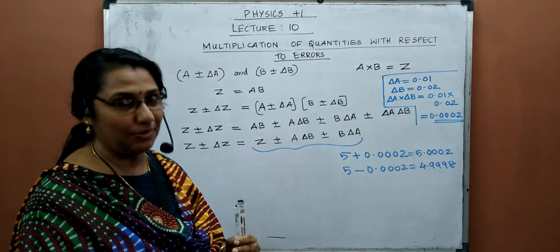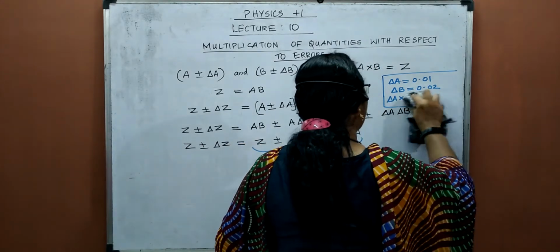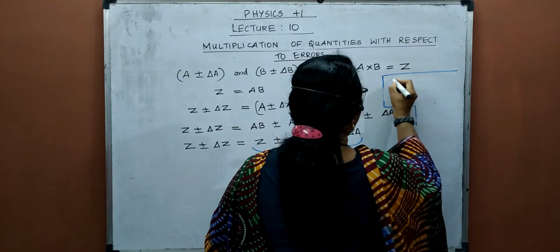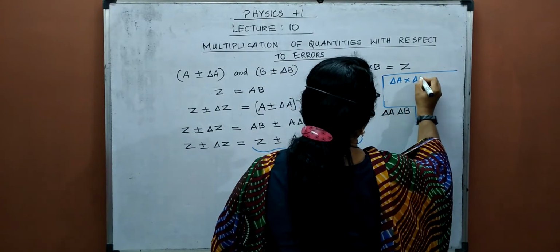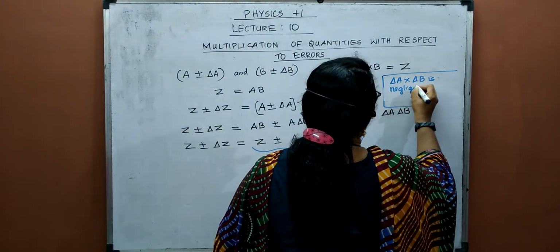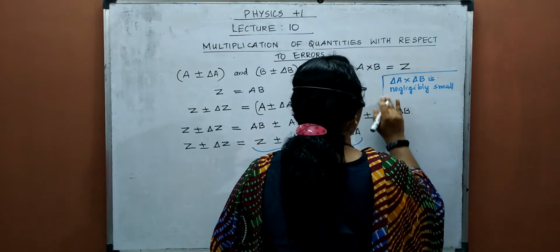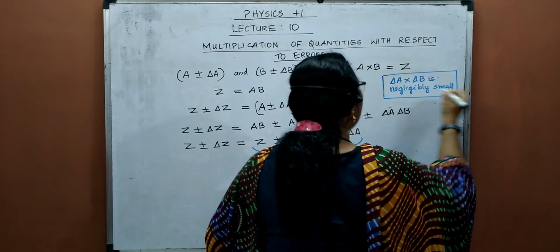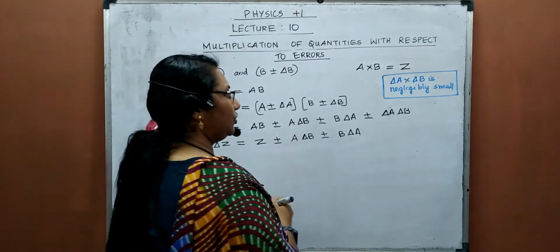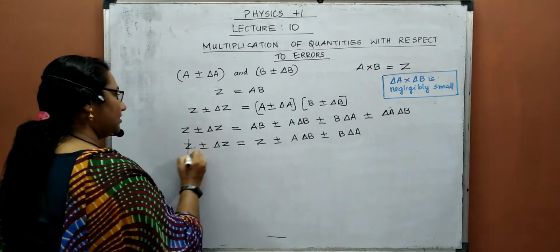Pause the video once more. Here what I have told you, so here we will write: delta A into delta B is negligibly small. It is negligibly small. Okay, delta A into delta B is negligibly small, so it is removed. Is it clear? Do you understand what we have told? Okay, is it clear? Next, Z.